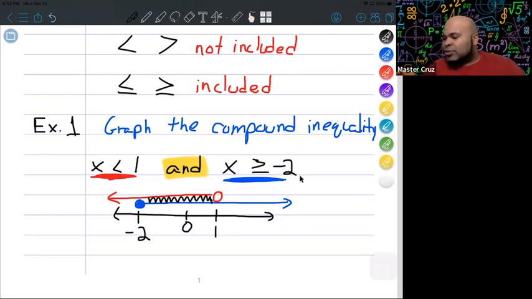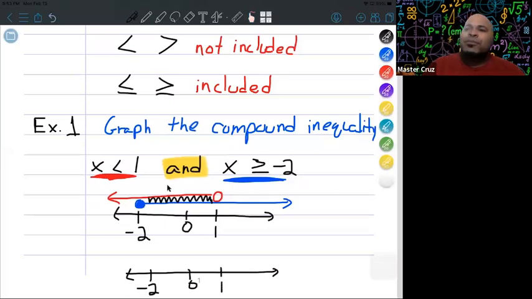Therefore, my final answer is going to be a number line that includes 0. It's going to have the -2 and the +1, but it's not going to have the blue and the red arrow. It's only going to have the part where they overlap. If I'm reading this from left to right, remember everything that we do in math is from left to right, where do they start overlapping? Well, it starts overlapping at -2, and here is a closed circle because -2 is included.